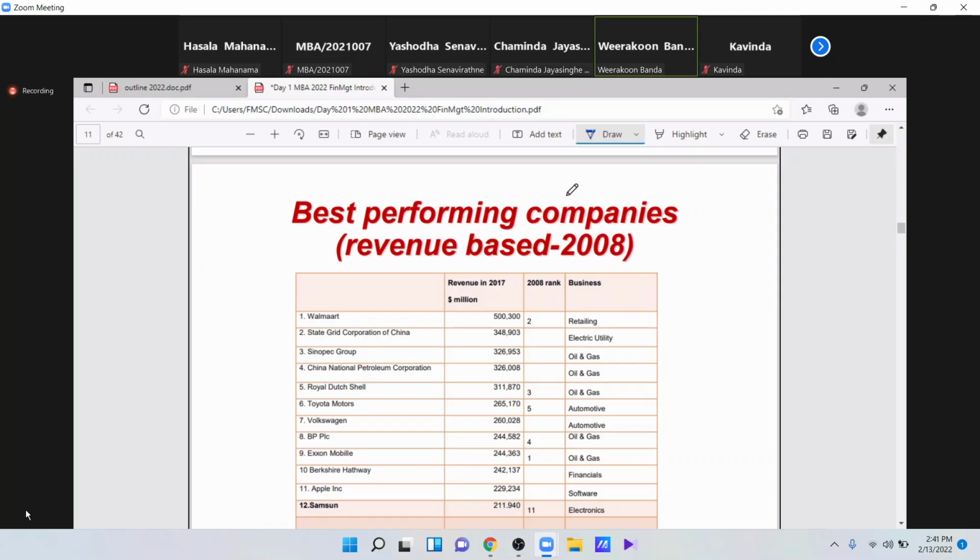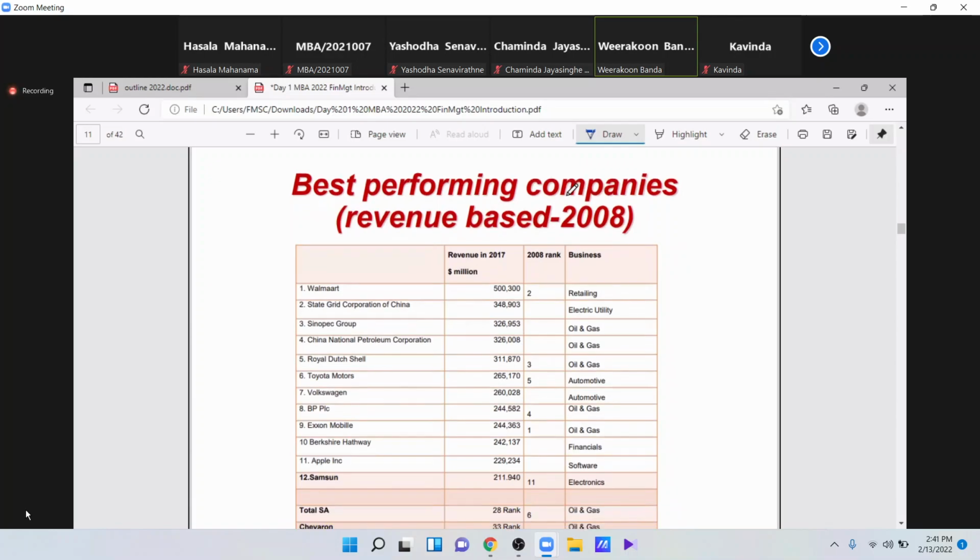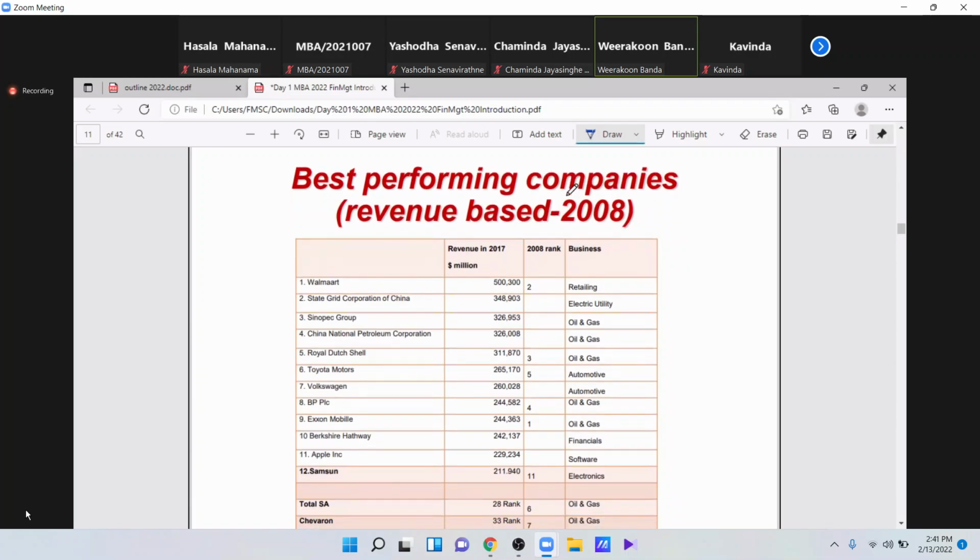So there are different categories here. However, the best performing companies based on their revenues are shown here. You can search on the website and get the idea.